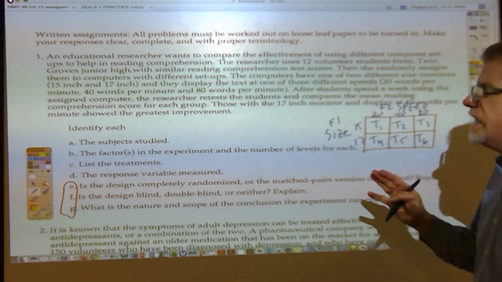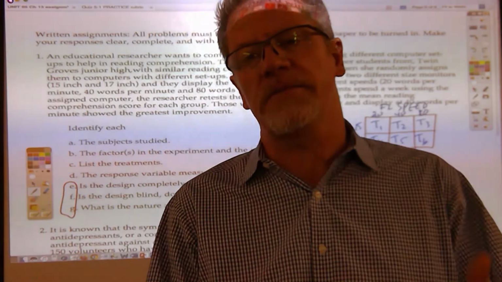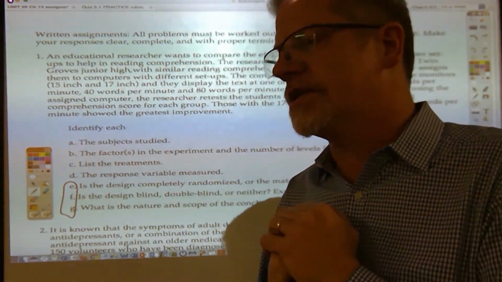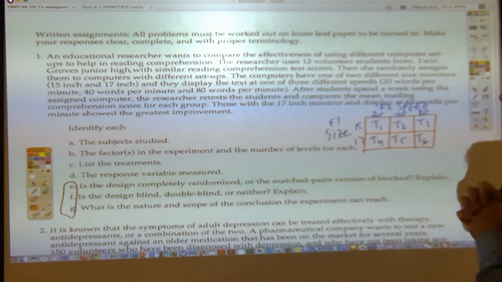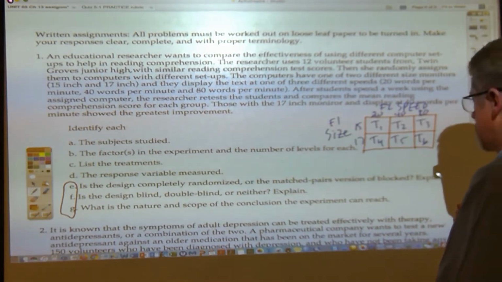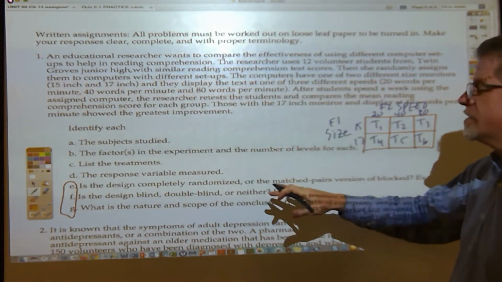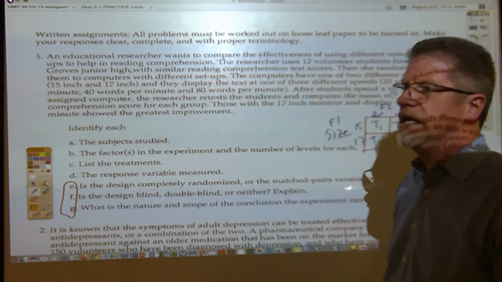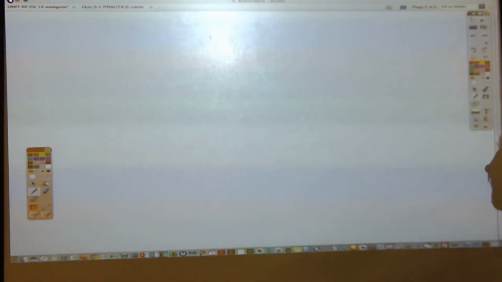Now, parts E, F, and G. If you want to change your answers to parts E, F, and G based on what I'm about to share, that's fine. You can do that and still maintain your academic integrity. So is the design completely randomized, matched pairs, or a version of blocked? Which one is it? Well, in order to answer questions about what type of design, it's best to attempt to draw a diagram of the design.